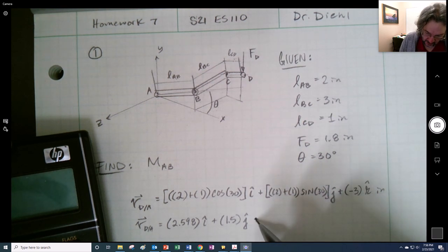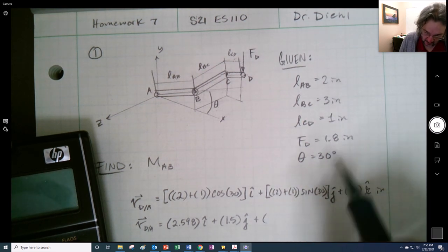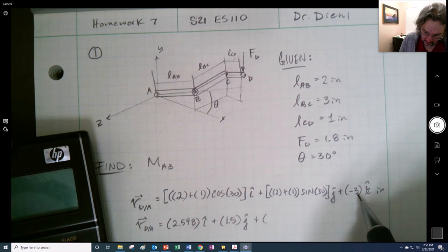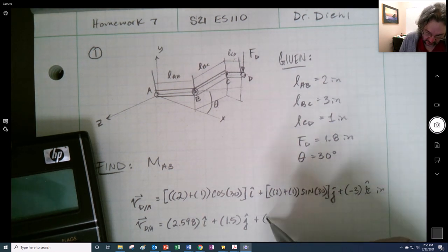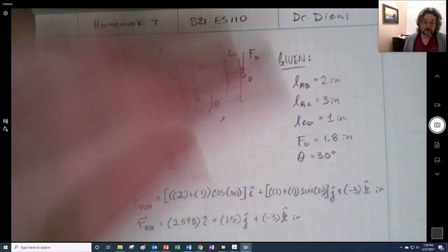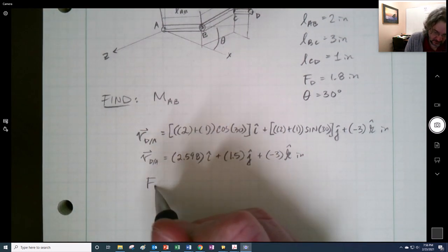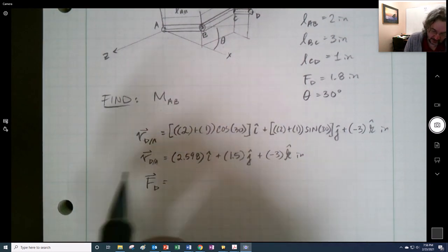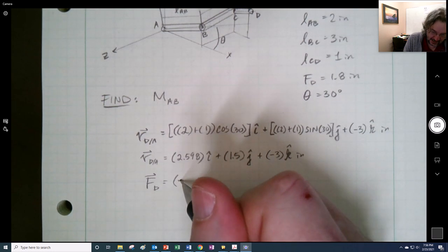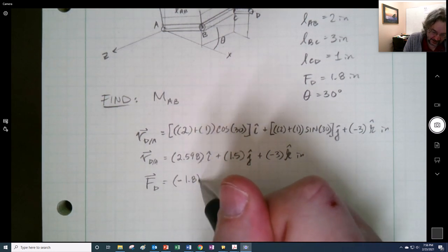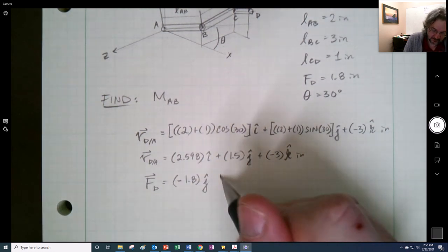And then we're going to have just negative 3 inches. It's supposed to be a k. Now we take the force at D as a vector, and that's going to be a negative 1.8 j pounds.